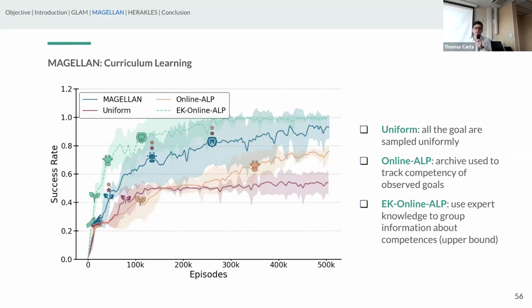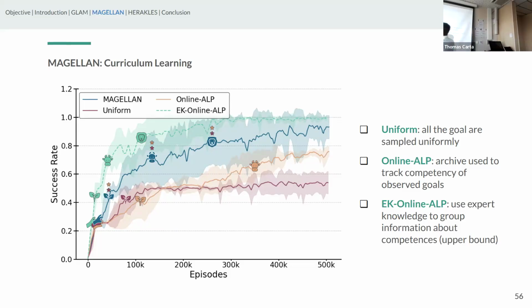So we compare our method to other baselines, such as uniform or online ALP. For uniform, you just select all the goals randomly inside the goal space. For the online ALP baseline, you keep an archive in which you track the competency over the different goals inside the goal space. And finally, the expert knowledge online ALP uses expert knowledge to group information. However, it's an upper bound, because usually in an open-ended framework, you cannot have access to this expert knowledge.